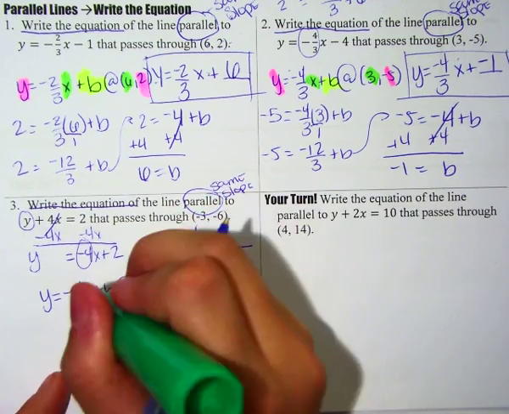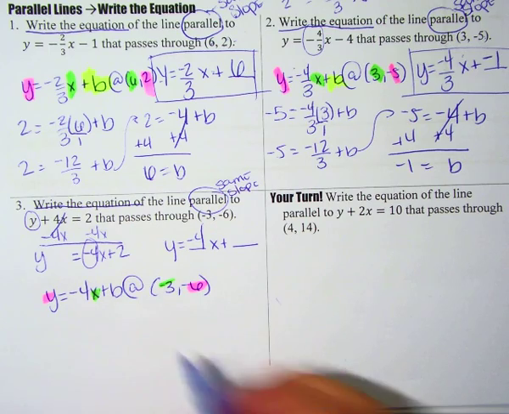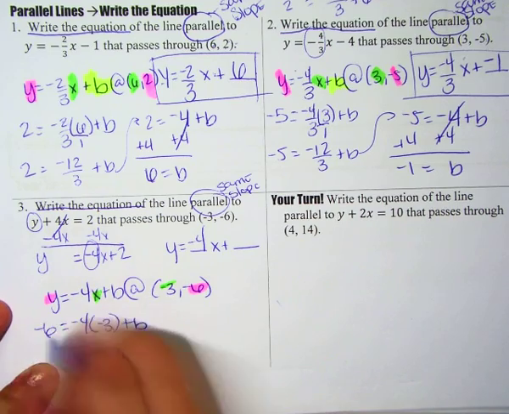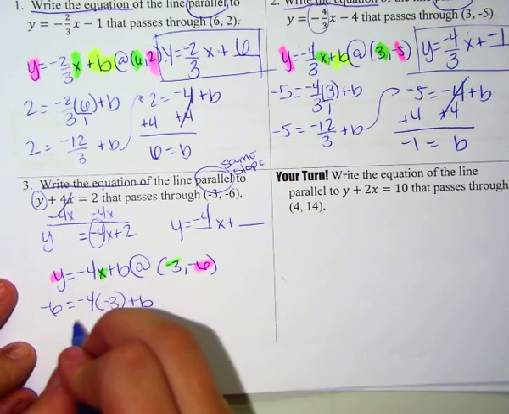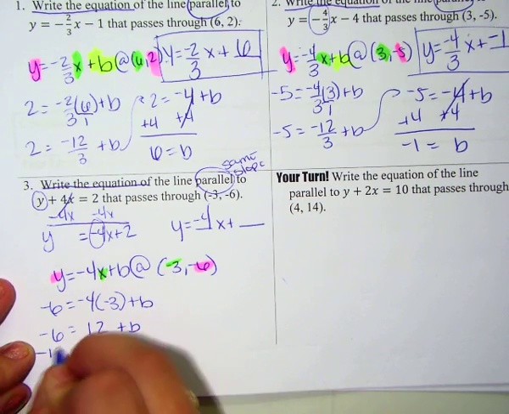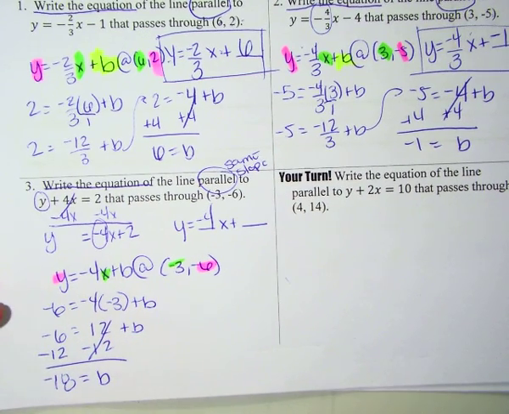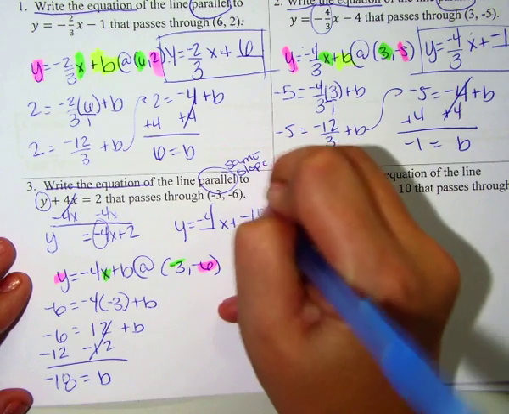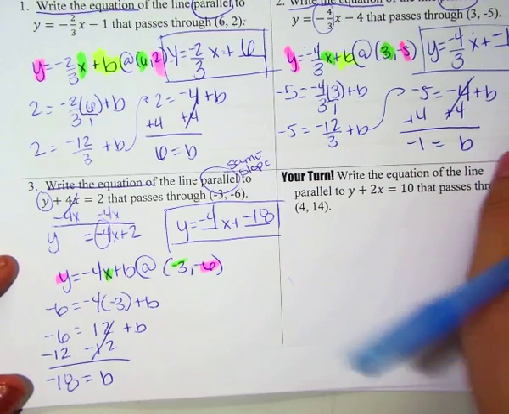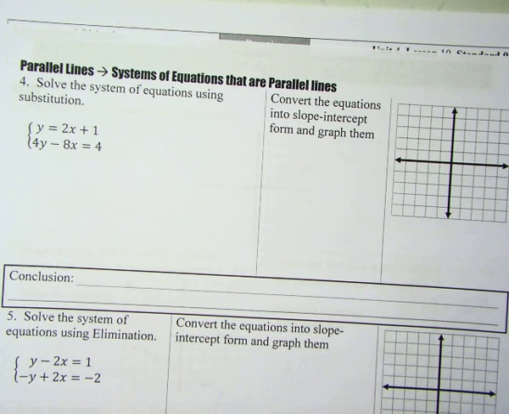Everywhere that I see an x, I'll substitute negative 3. Everywhere that I see a y, I'll substitute negative 6. This becomes negative 4 times negative 3 plus b equals a negative 6. This is positive 12 plus b equals negative 6. We'll subtract 12 on both sides. Negative 18 equals b. My final equation, y equals negative 4x minus 18. You can check the answer to this one in the answer key.